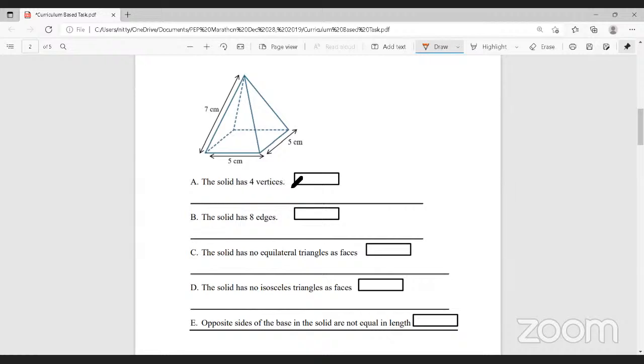Do you know what vertices or vertexes are? Because you have to know that so you can answer this question. Do you know what a vertex is or what vertices are? Go ahead and share. What are vertices? Go ahead and share that in the chat.